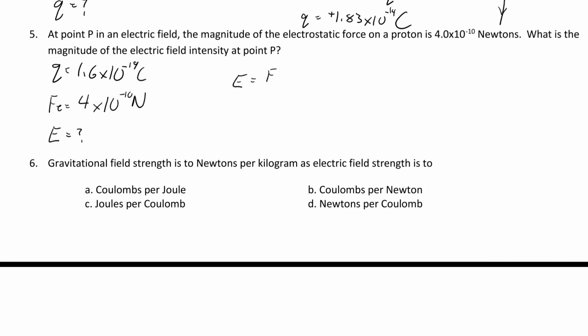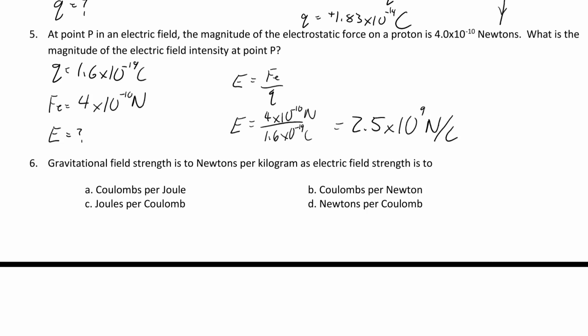E is equal to Fe over Q. E is equal to 4 times 10 to the negative 10 over 1.6 times 10 to the negative 19 newtons per coulomb. And you get 2.5 times 10 to the 9 newtons per coulomb. So for every coulomb of charge there, you're getting this many newtons of force. But the reason you're getting a lot smaller amount of force is you're not putting 1 coulomb there. You're putting a tiny amount of coulombs at that position.